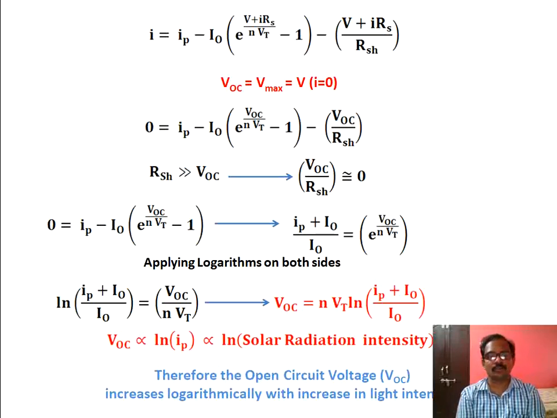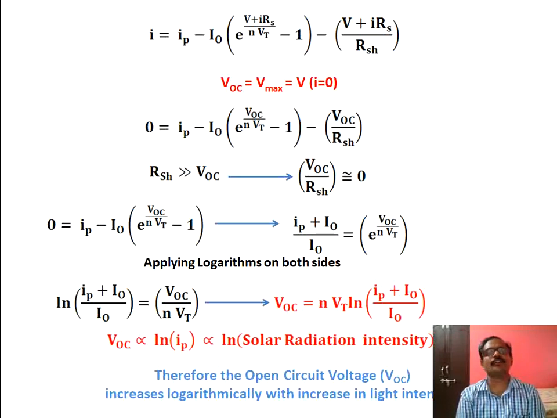Now I equal to 0 equals IP minus I naught e power, in place of V I will keep VOC, plus in place of I I will keep 0. So 0 into IRS will be 0. So V plus IRS means V. V is nothing but VOC. So VOC by NVT minus 1, minus V is replaced by VOC, I into RS is 0. So therefore VOC by RSH.